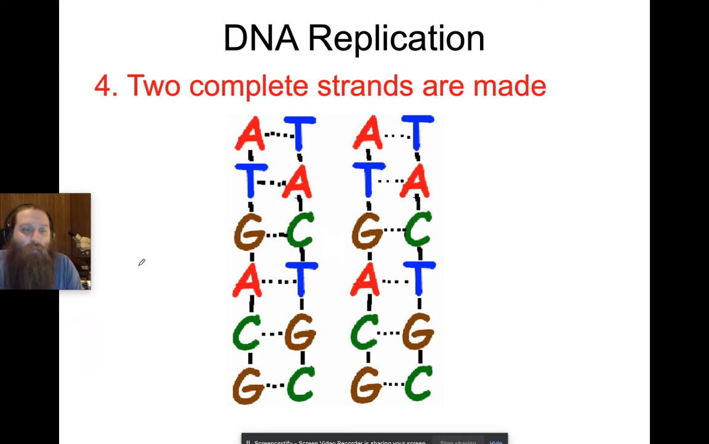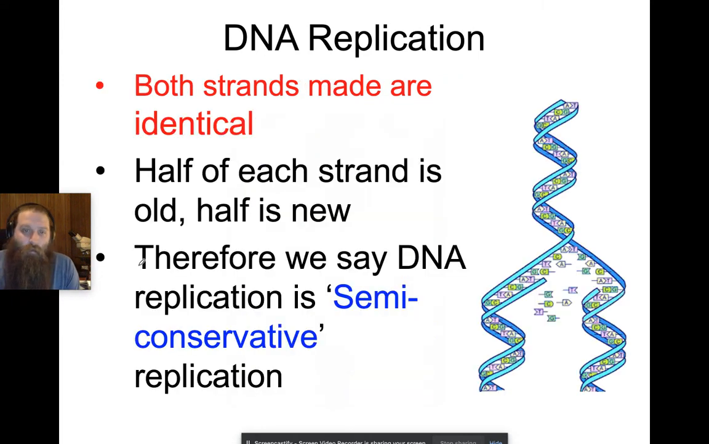This would be something that would happen in like S phase of interphase, right? We need to duplicate our DNA to get ready for mitosis, and so now we've got it. Now, both strands are identical. You have a perfect copy. Half of each strand is old, half is brand new, right? The free nucleotides make a brand new side of the DNA.